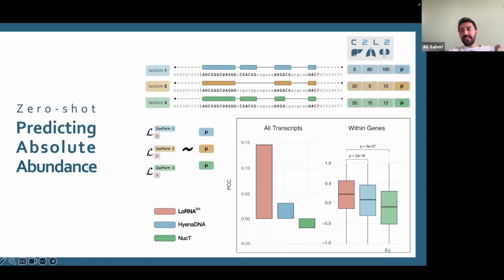And here is within genes. For each gene, we have different isoforms and different abundances. We calculate a correlation for each gene, and we have nearly 20,000 genes. This is a box plot of all of those genes, and our model's within-gene correlations are significantly greater than the DNA models. So this is pretty cool, given that it's zero-shot.